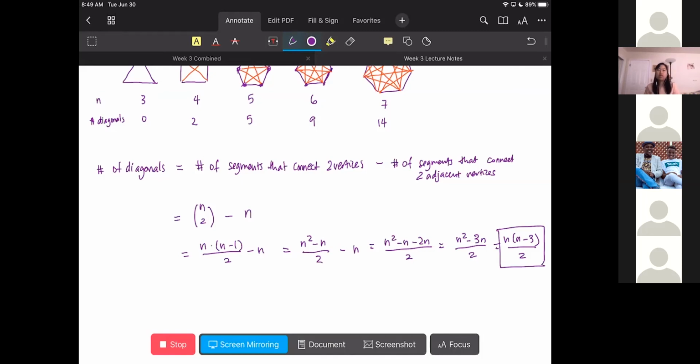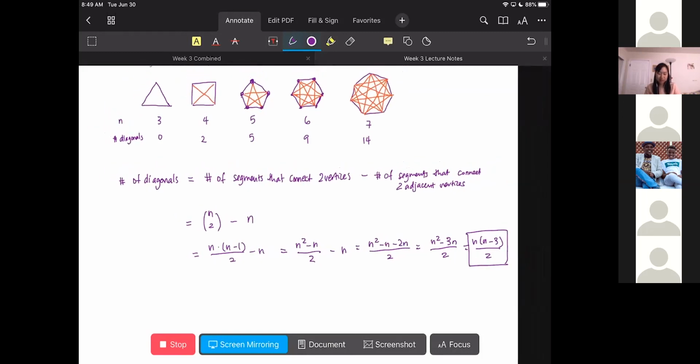So this is the formula for the number of diagonals of an n-gon. And we use combinations to solve it. Any questions?